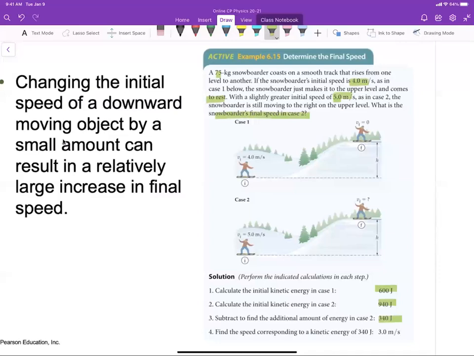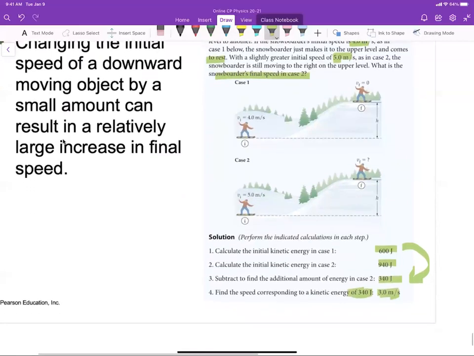So they calculate some things here. We calculate the initial kinetic energy in case one. We calculate the initial kinetic energy in case two. We find the amount of energy in case two that we had extra. We had an additional amount of energy, and that will end up in the final kinetic energy for case two, and we can calculate the speed. We were able to do that even though we didn't know the height.